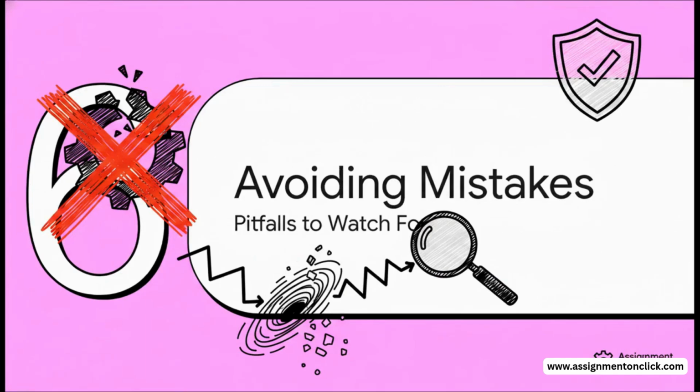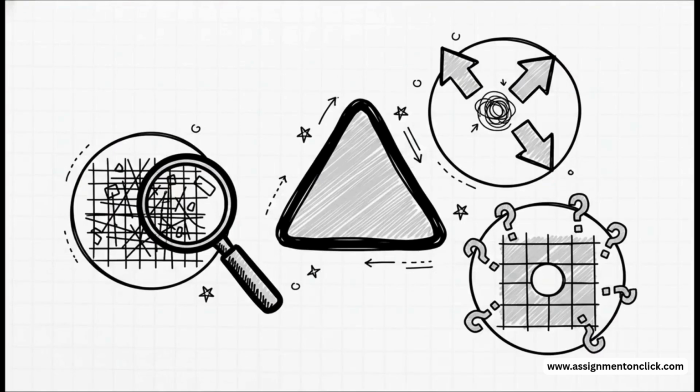Almost at the finish line, Section 6, avoiding common data mistakes and the pitfalls to watch out for. Now, filtering and sorting are conceptually pretty straightforward, but it's really easy to get overconfident, and small errors can quickly cascade into massive reporting failures. Let's look at some common traps.